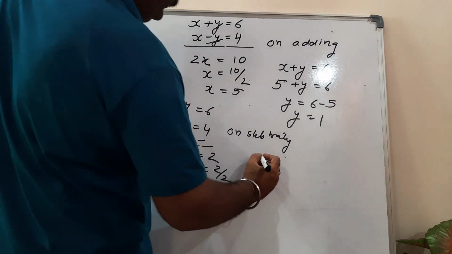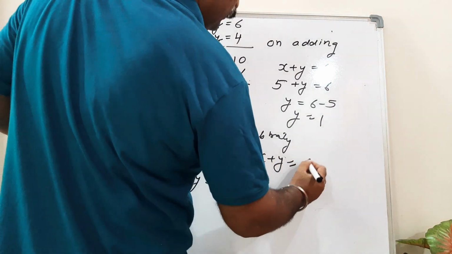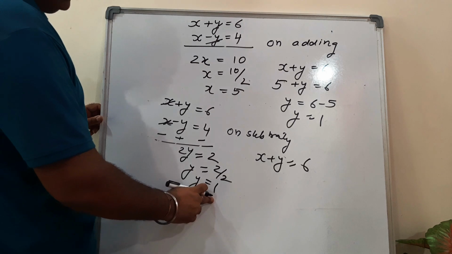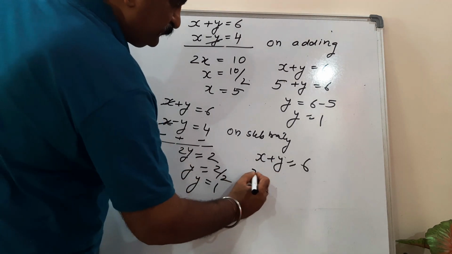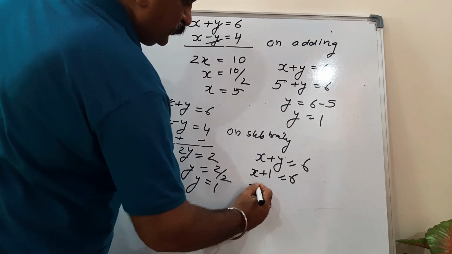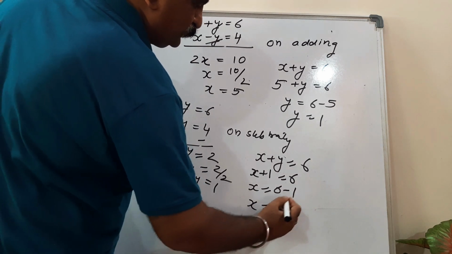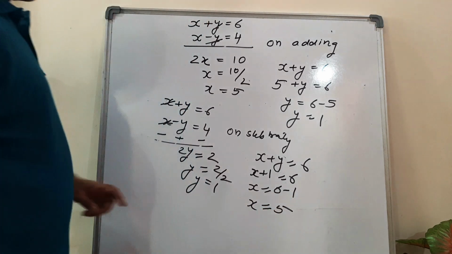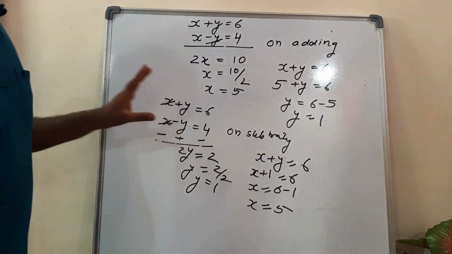Now, the first equation is x plus y is equal to 6. In place of y, you can put 1. So, x plus 1 is equal to 6. So, x is equal to 6 minus 1, which means 5. The same solution you are getting. x is equal to 5 and y is equal to 1. I hope this is clear now.